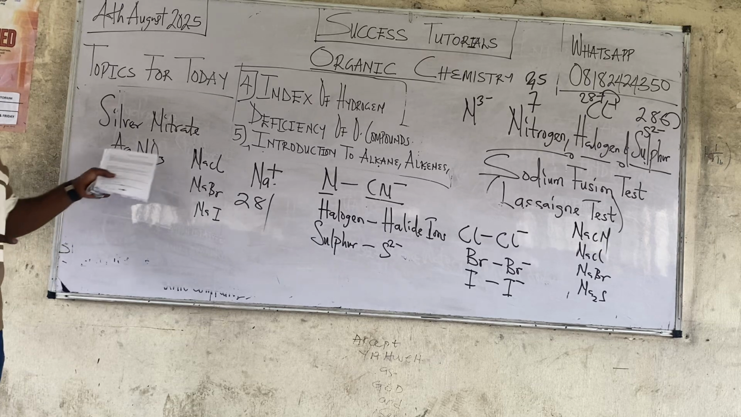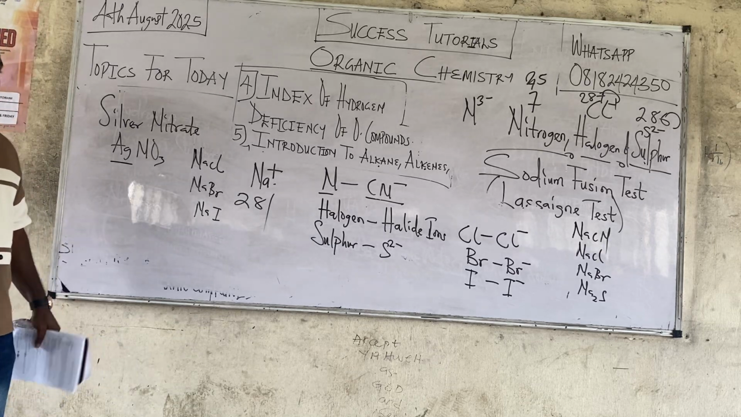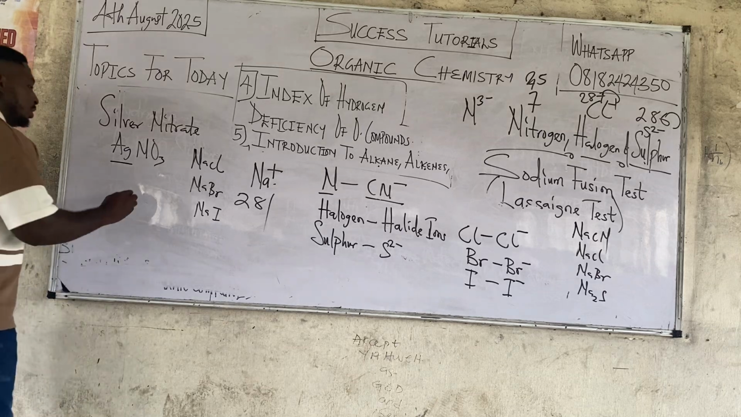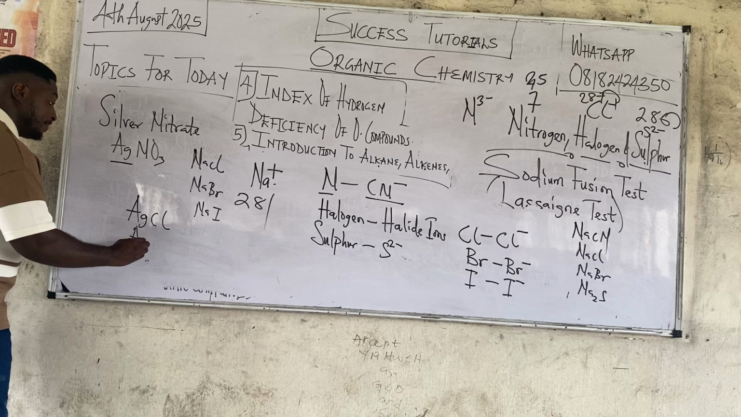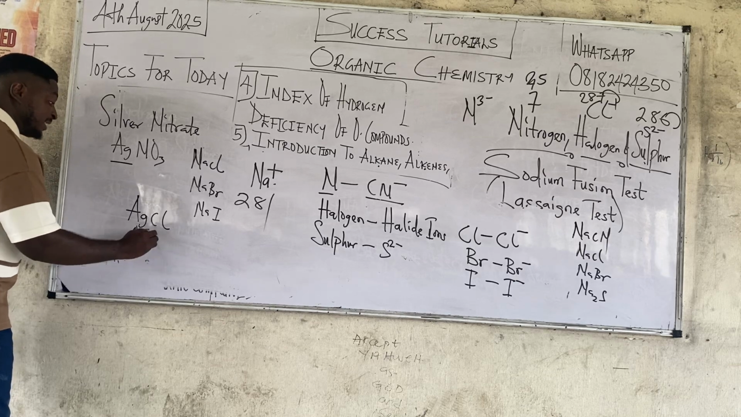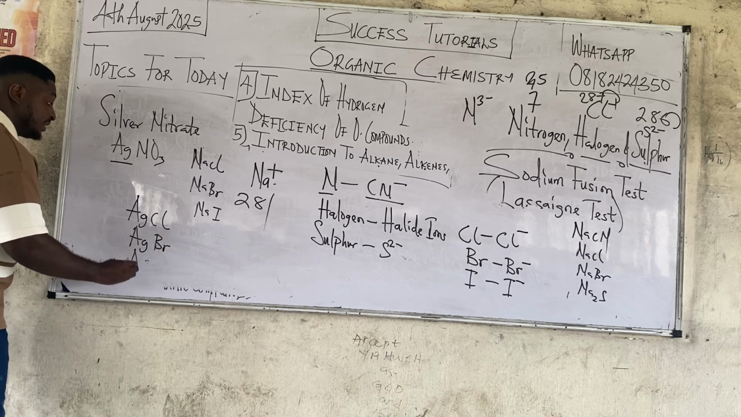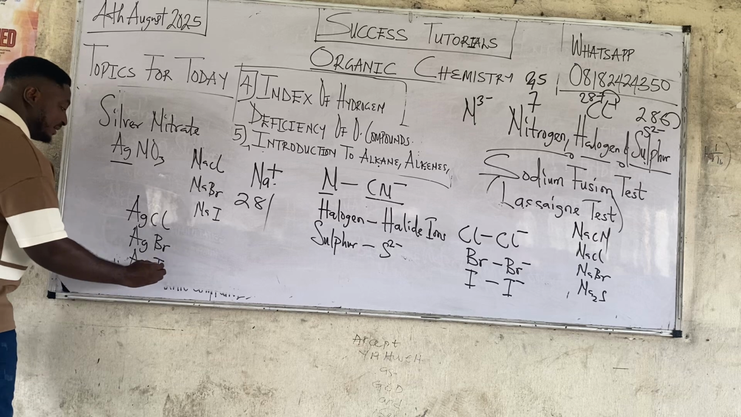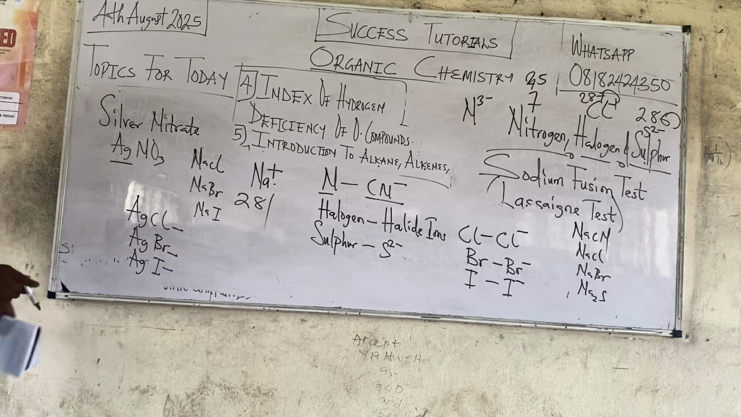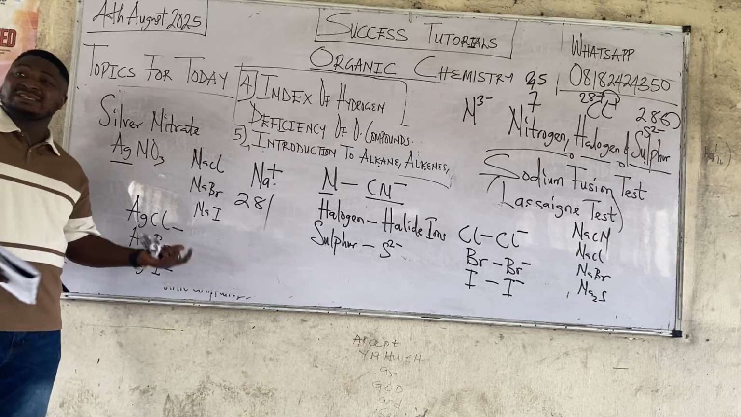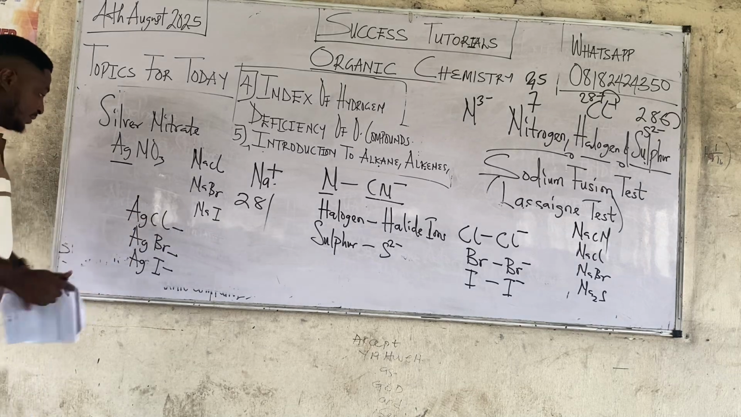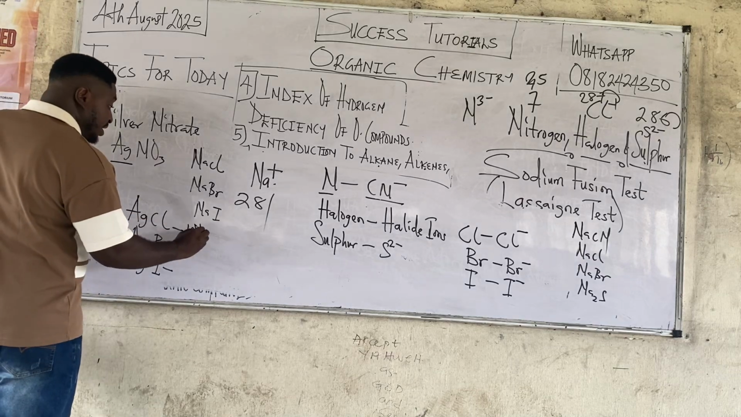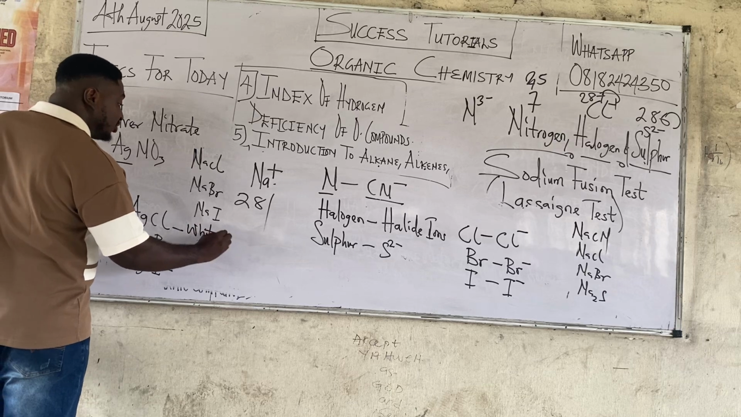Immediately, silver replaces this sodium. What is now formed is a silver chloride precipitate, or silver bromide precipitate, or silver iodide. A precipitate of silver halide is formed. If it is chlorine, there's a color we are going to see. If the precipitate color is white, just know that it's chlorine that is formed.